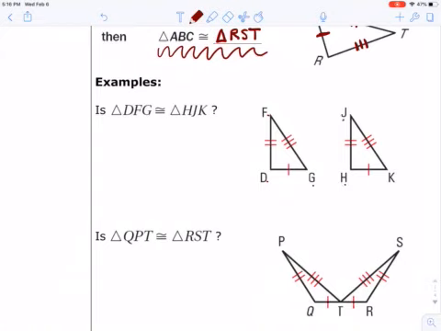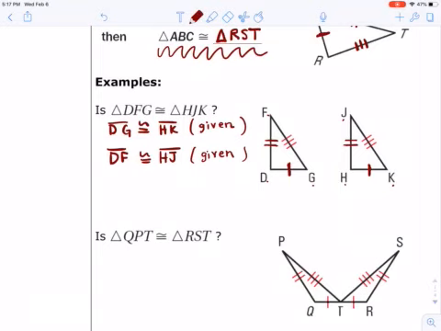Well, let's look and see what else we're given. Right here, DF is marked congruent to HJ. That is also information that we were given. And we have this third side, FG, marked with 3 tick marks. That means it's congruent to something, and it's congruent to JK. FG is congruent to JK. How do I know that? It was given to us in the picture. That's what those tick marks mean.